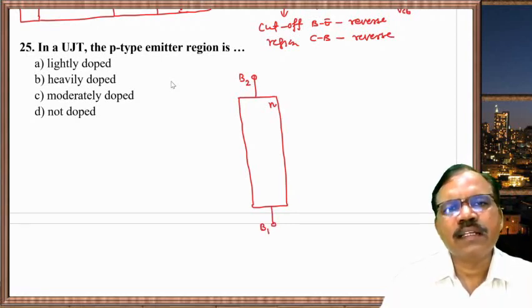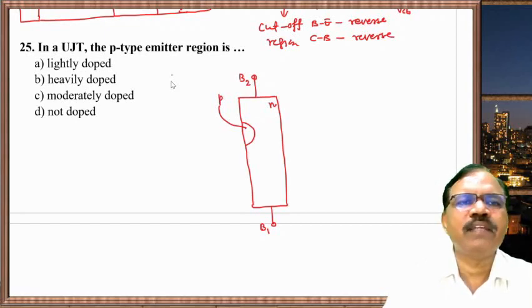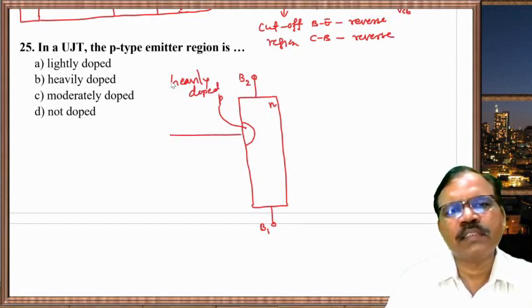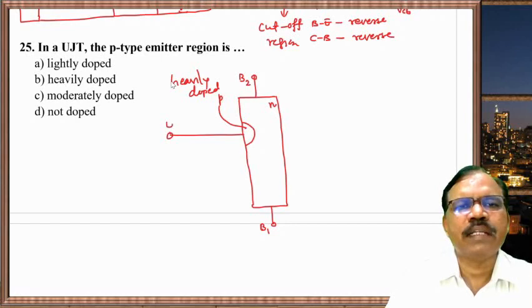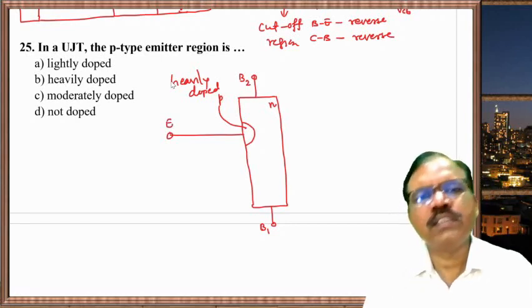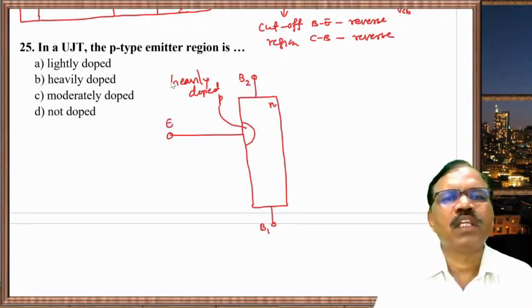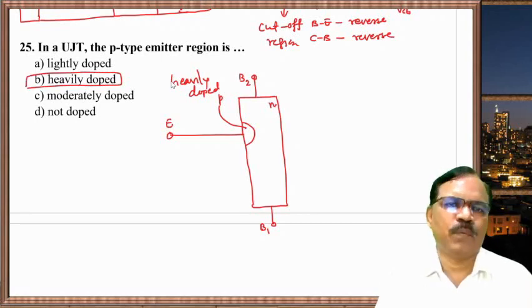And then near to base B2, somewhere here, the region is doped with p-type impurity, and this is heavily doped, and a terminal is taken out from this. This is called emitter. So this is the construction of UJT, and the p-type emitter region is heavily doped.